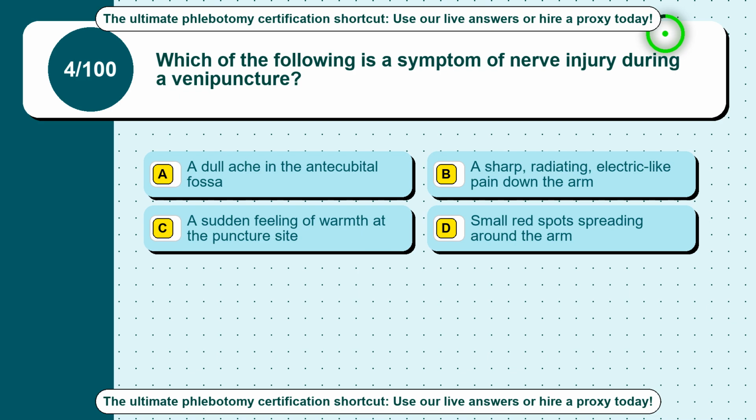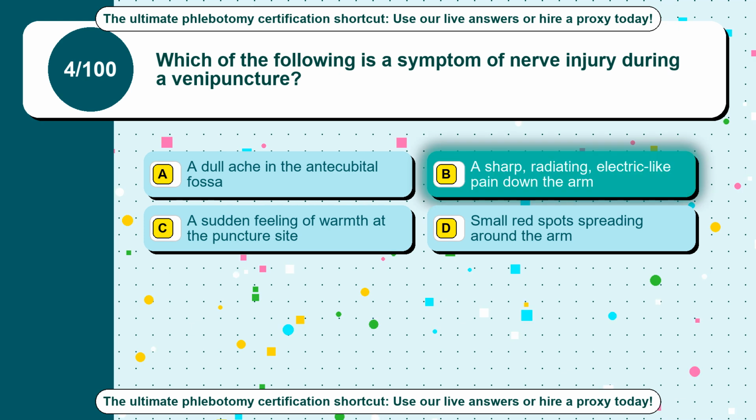Question 4. Which of the following is a symptom of nerve injury during a venipuncture? Option A, a dull ache in the antecubital fossa. Option B, a sharp, radiating, electric-like pain down the arm. Option C, a sudden feeling of warmth at the puncture site. Option D, small red spots spreading around the arm. The correct answer is option B, a sharp, radiating, electric-like pain down the arm.